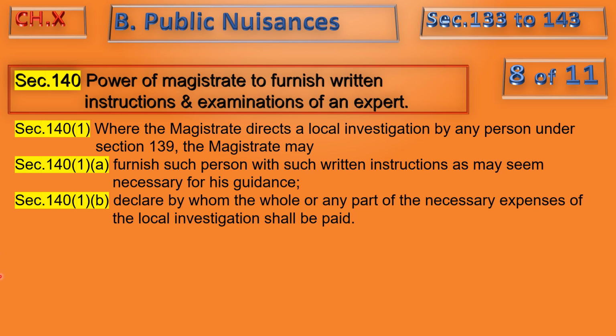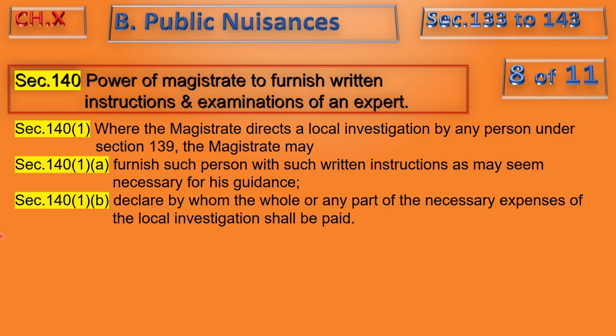So, subsection 1 of section 140 explains that an investigation has been ordered by the magistrate under section 139. Now, there are two things. One, for such investigations, the magistrate can give some written instruction for his guidance. Number two, the magistrate can make a declaration about who is going to pay for the expenses of the local investigation. Also, whether the payment has to be made in whole or in part. In part means it can be a portion of the payment, half, one third, etc.